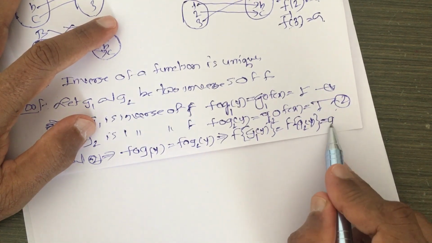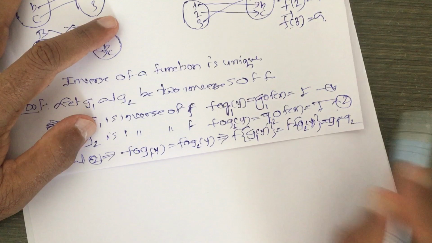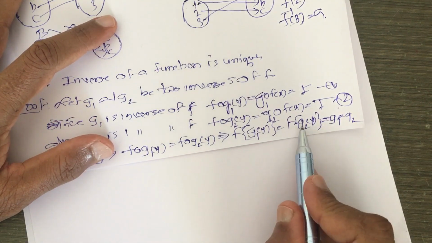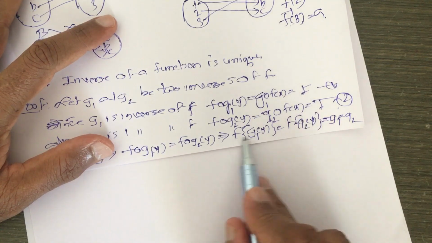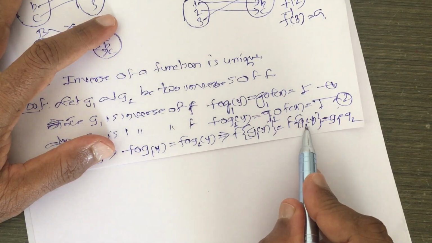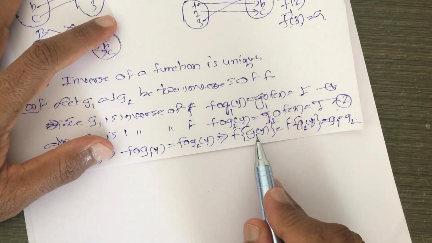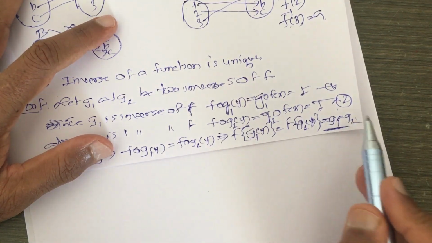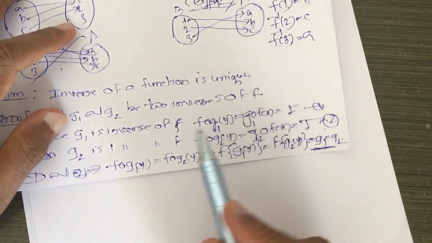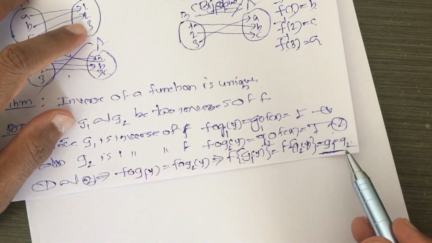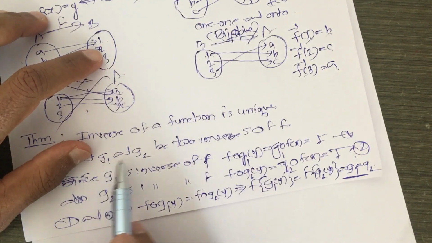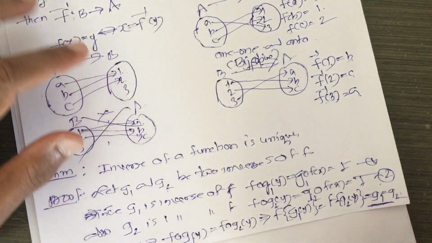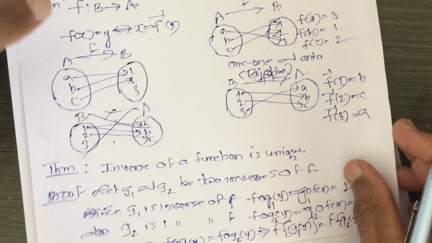this implies G1 equal to G2, because F is which function? One-one function, means F of x1 equal to F of x2 implies x1 equal to x2, means G1 is equal to G2, means G1 and G2 are not different, but they are the same. Therefore, inverse of a function is unique, means there does not exist two functions which are the inverse of the same function f. Therefore, inverse of a function is unique.